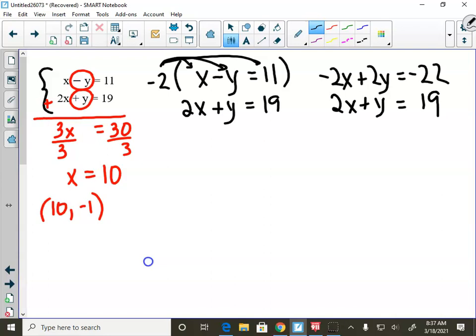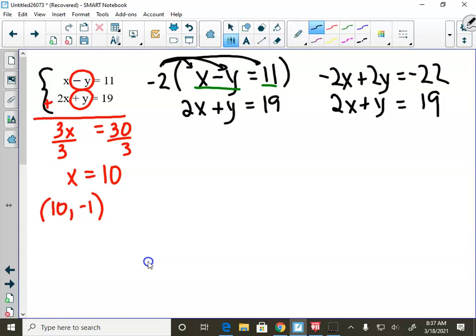Now, remember, when we multiplied everything in this top equation by negative 2, we haven't changed the value of anything, because what we did to one side, we did to the other side. So it's still the same value. It still has the same equation. The variables would still be the same.